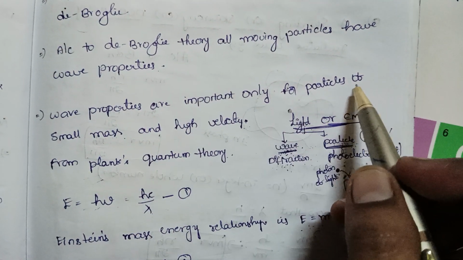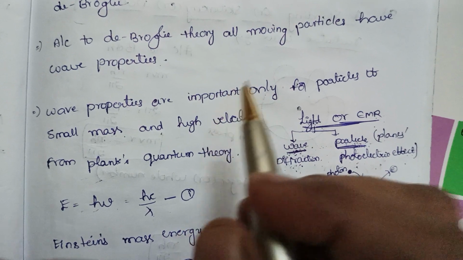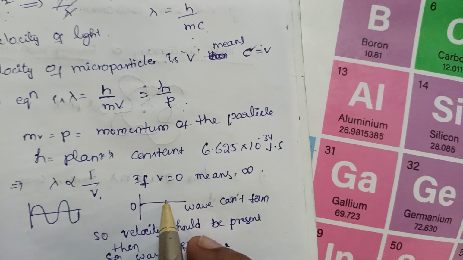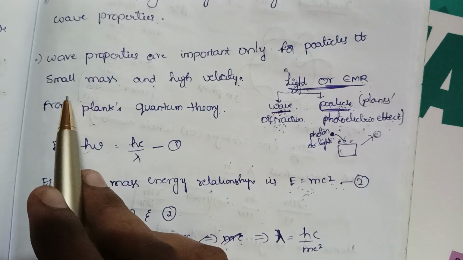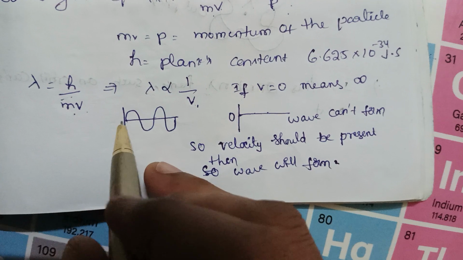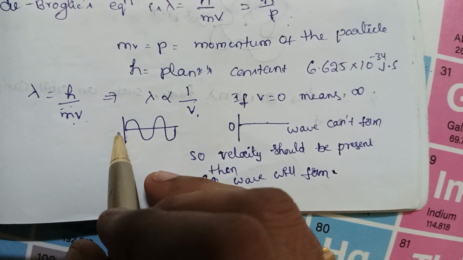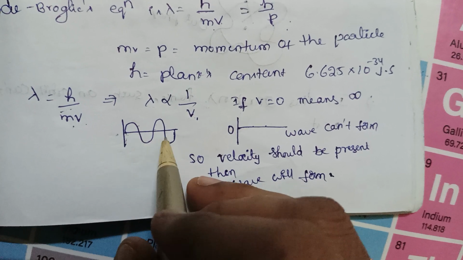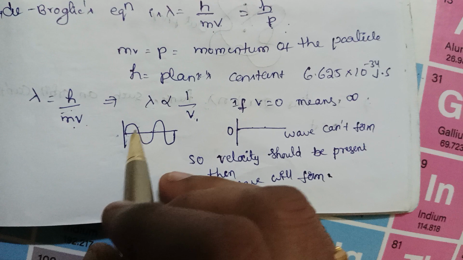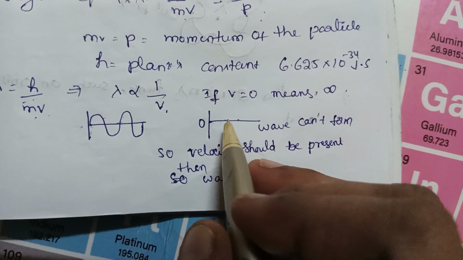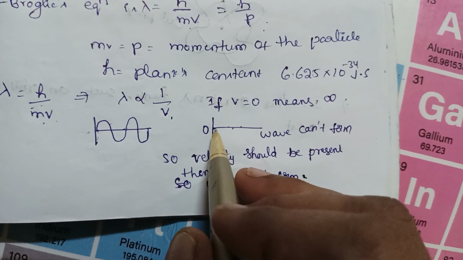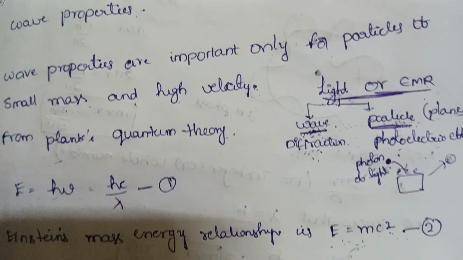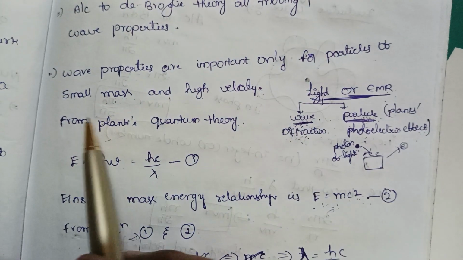Wave properties are important only for particles of small mass and high velocity. If particles have small velocity and high mass, a wave can't form. That's why it is applicable only for particles of small mass and high velocity. Actually, it is like a wave, right? If we take the rest position, it is a wave. The distance between two crests or two troughs is called wavelength. Whenever the particles have small velocity and high mass, a wave can't form. It is like infinity. It means it is applicable for particles of small mass and high velocity.